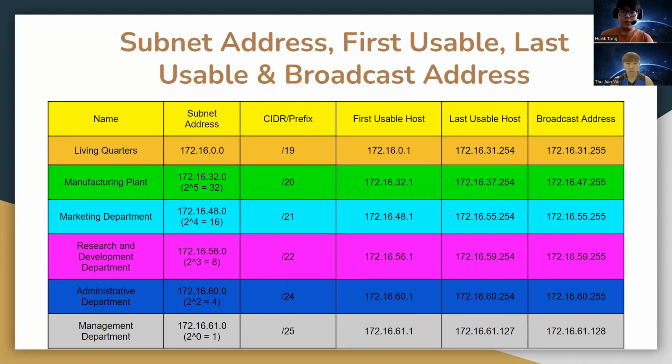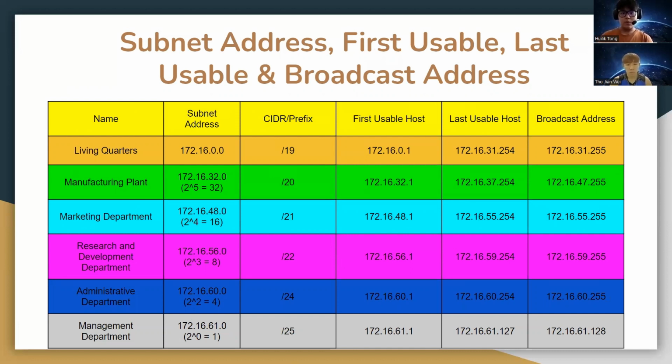Okay, how do you find the subnet address, first usable, last usable, and broadcast address? For the subnet address of living quarters, I took the first private address, which is 172.16.0.0. For the next one, manufacturing plant, I took from the previous /19 CIDR. 24 minus 19 equals 5, and 2 to the power of 5 is 32. So the subnet address of the manufacturing plant is 172.16.32.0.